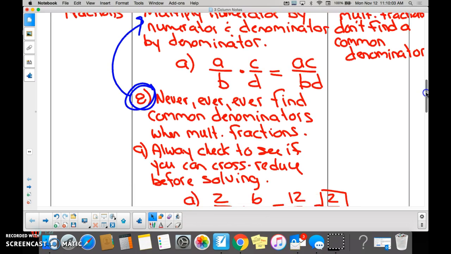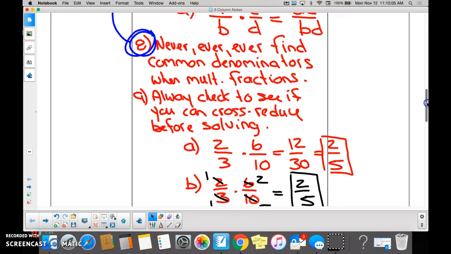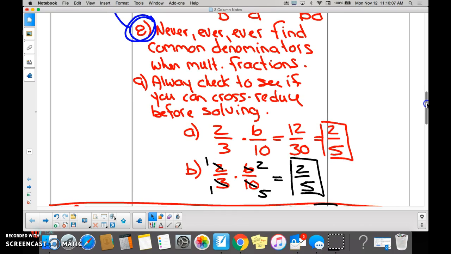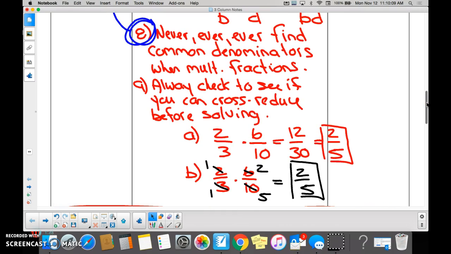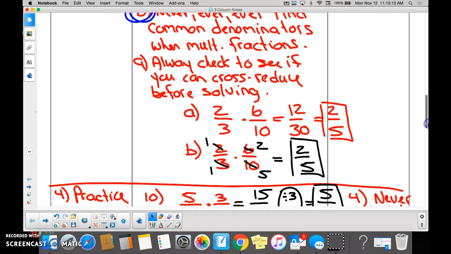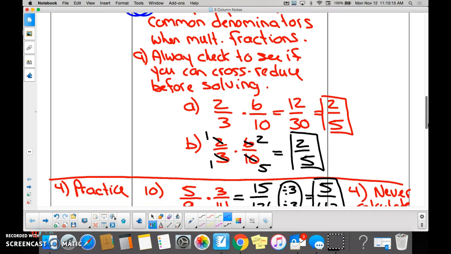Okay, so moving on down to number 9. Cross-reducing. It says always check to see if you can cross-reduce before solving. It just makes your problem so much easier. Letter A is not wrong. We ended up getting the 2/5. But look how much easier things got on letter B when we cross-reduced. Opposite numerator and denominator. Yes, no? Okay, cool.